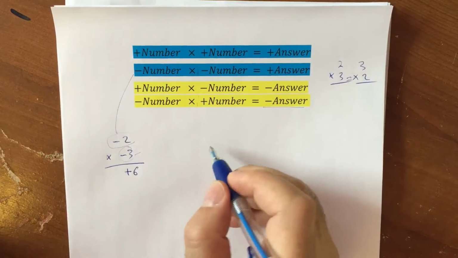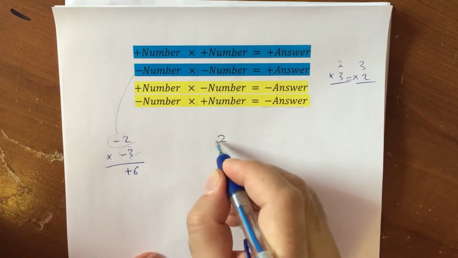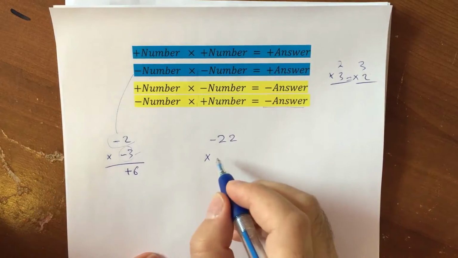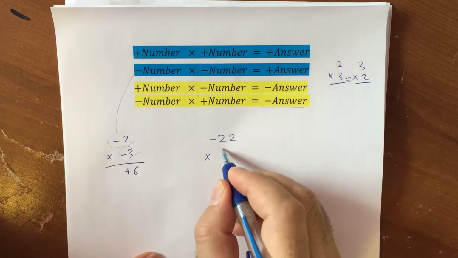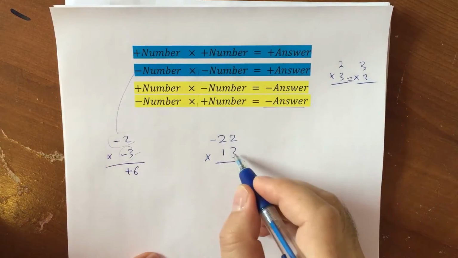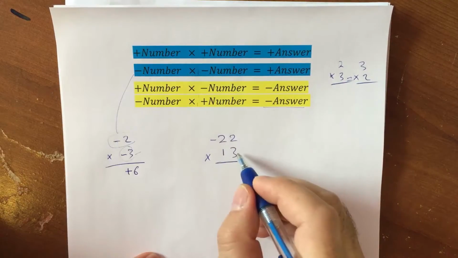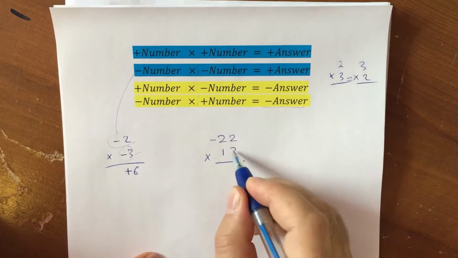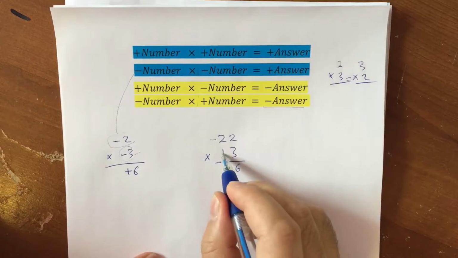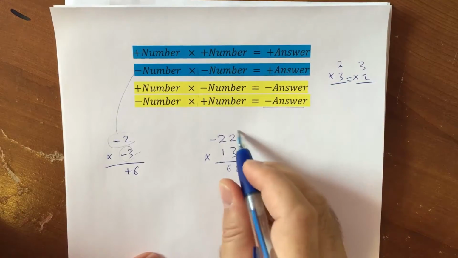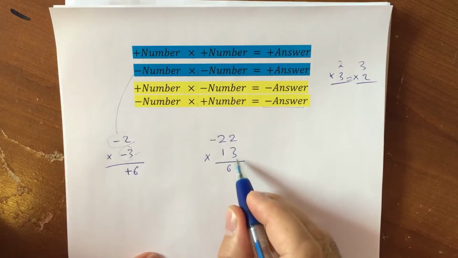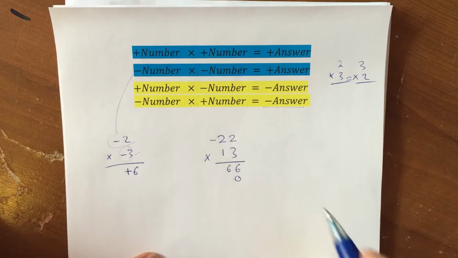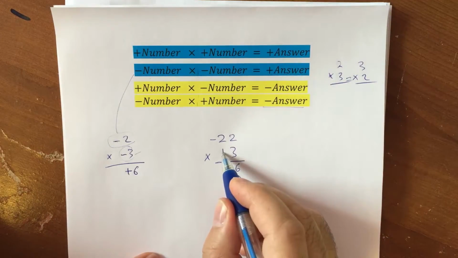Okay, let's look at another example: minus 22 times, excuse me, times 13. We multiply and ignore the sign. Let's just multiply the numbers first. 3 times 2 is 6. Now we go to this number. We have to multiply this number by both of these one at a time. So before we do that, when you come to the second row, you have to add a 0, like in the previous video I showed you. Then you go to the multiplication.